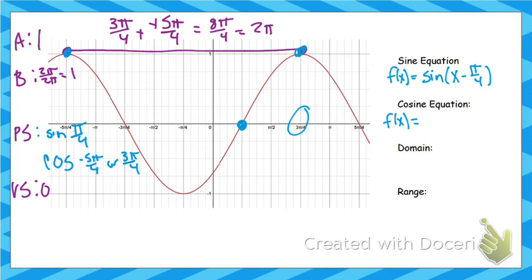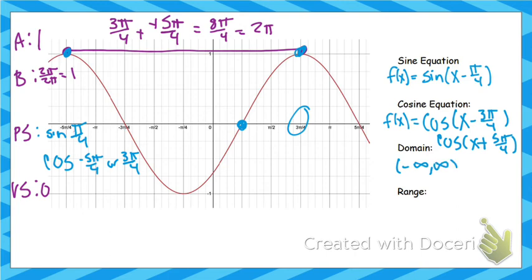Cosine, again, everything's the same except for the phase shift. In this case, the phase shift's the only thing we have to write. So I can do this as x minus 3 pi over 4, or I could do x plus 5 pi over 4. That is also correct. Domain for every one of these is negative infinity to infinity. Sorry about that, guys. And the range, bottom to top: lowest y value is -1, highest y value is 1.